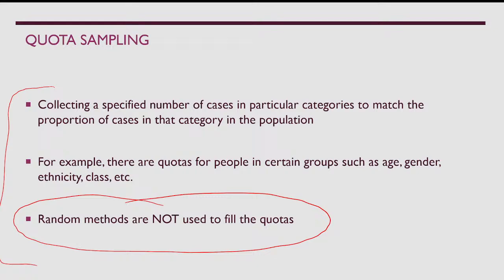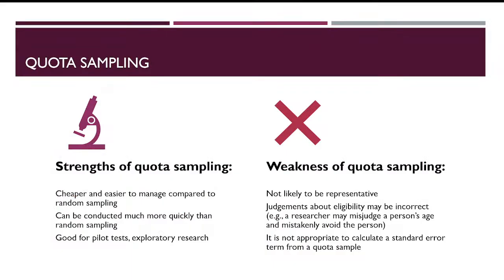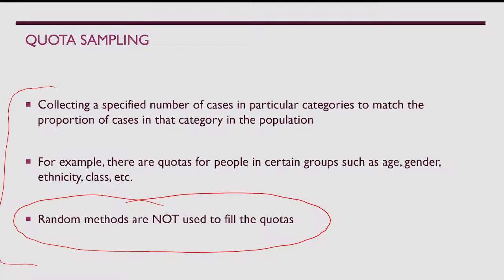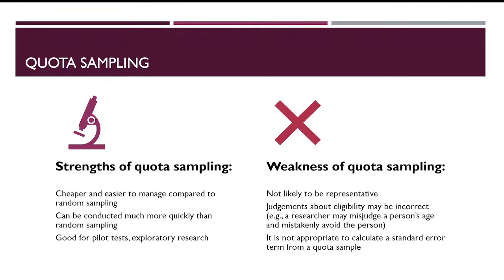But the way I selected the sample was quota sampling rather than a random sample method. So it's not truly representative, but you're still in range, I think. Does that make sense? Sorry. Okay. Strengths of quota sampling, right?